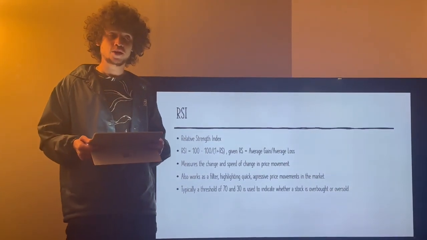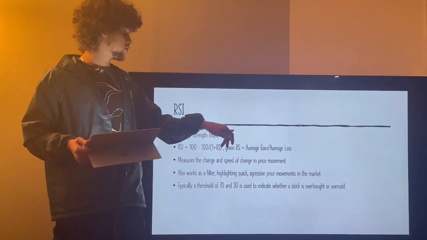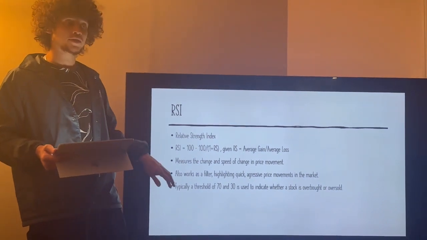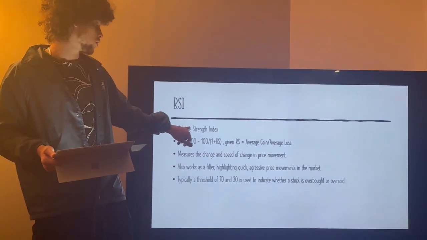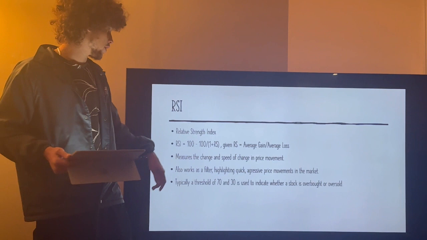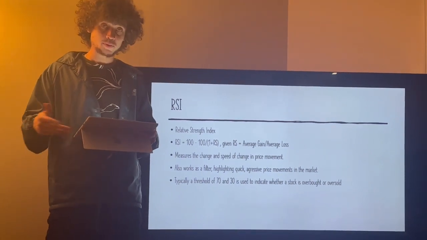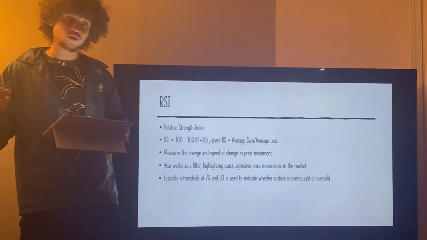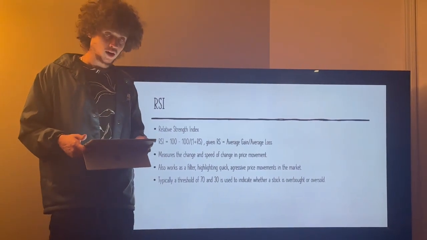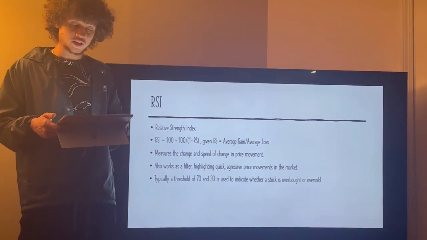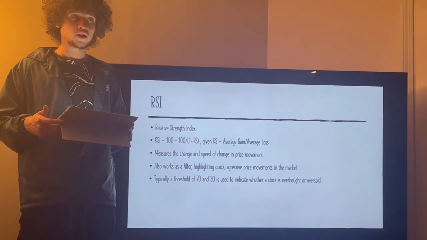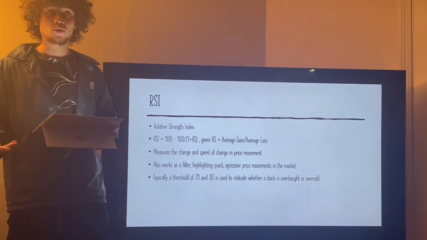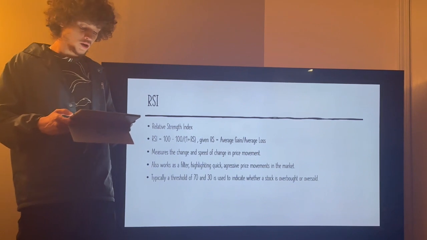RSI is the relative strength index. It's a ratio of the average gain over the average loss and scaled from 0 to 100. So that's what this equation is saying right here. It measures the change and speed of change in the price movement, also working as a filter to highlight quick, aggressive price movements in the market. Typically a threshold of 70/30 is used to determine if a stock is overbought or oversold, similar to how a cutoff frequency might be used.